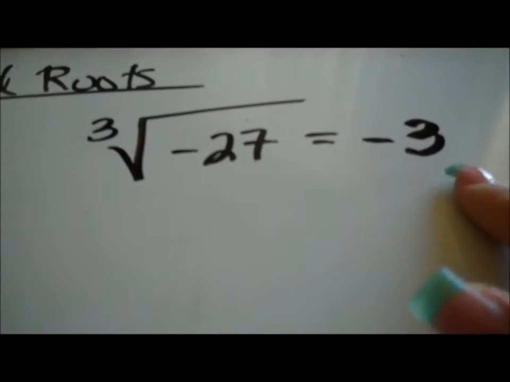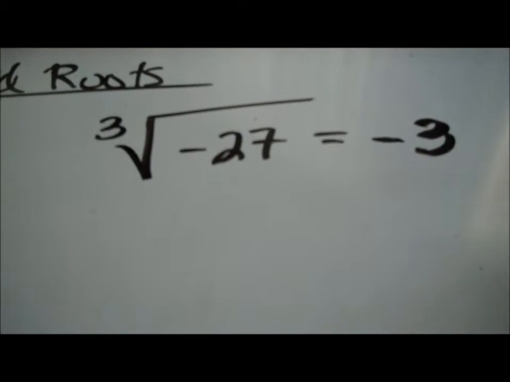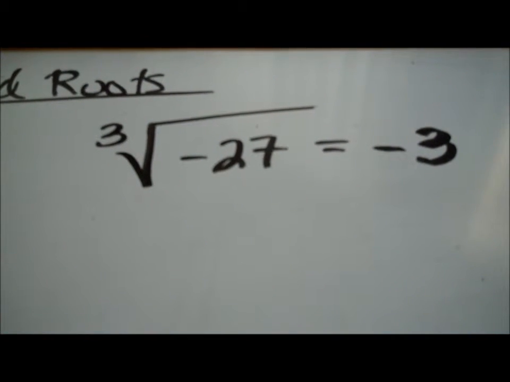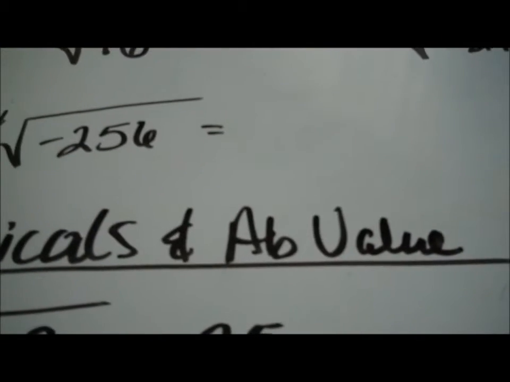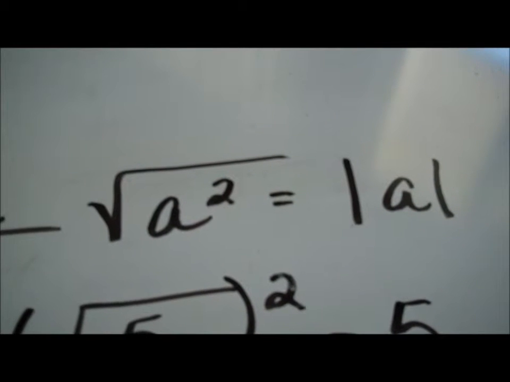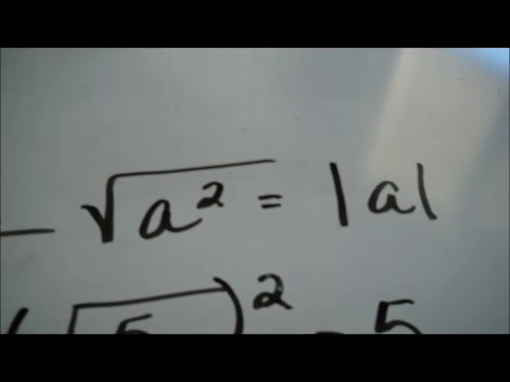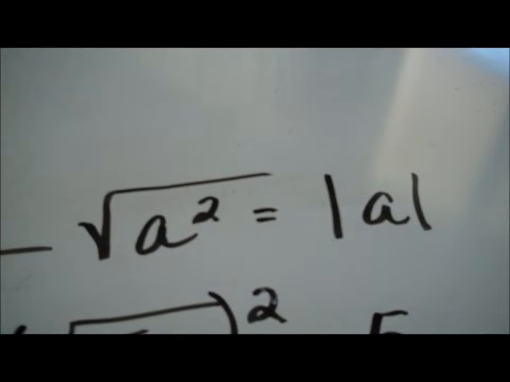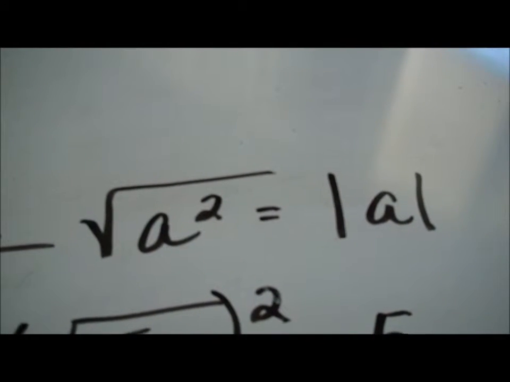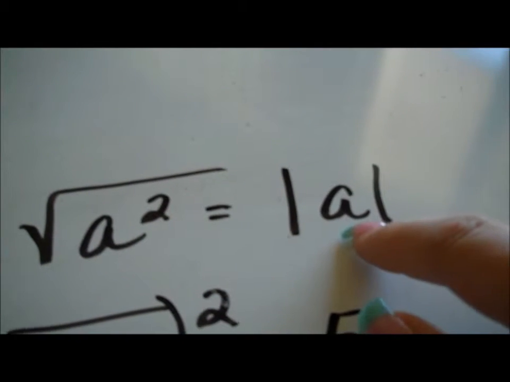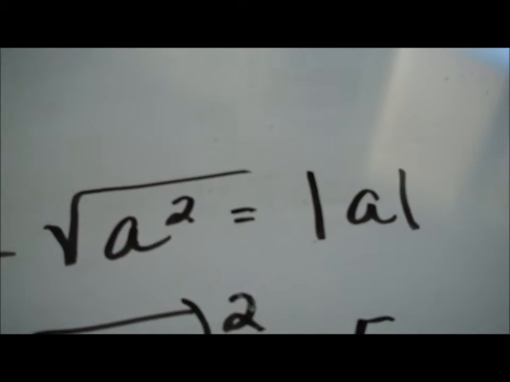So again, you will get a negative if you have an odd root and also a negative on the inside of the radical. Okay, radicals and absolute values here. Anytime you take the square root of a perfect square, you get an absolute value of a, and that's just for this chapter. So when we take the square root of 4, we're going to get a positive answer.